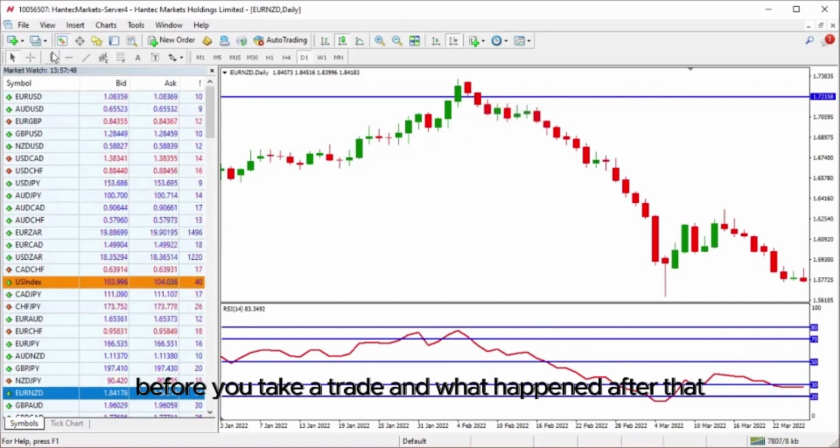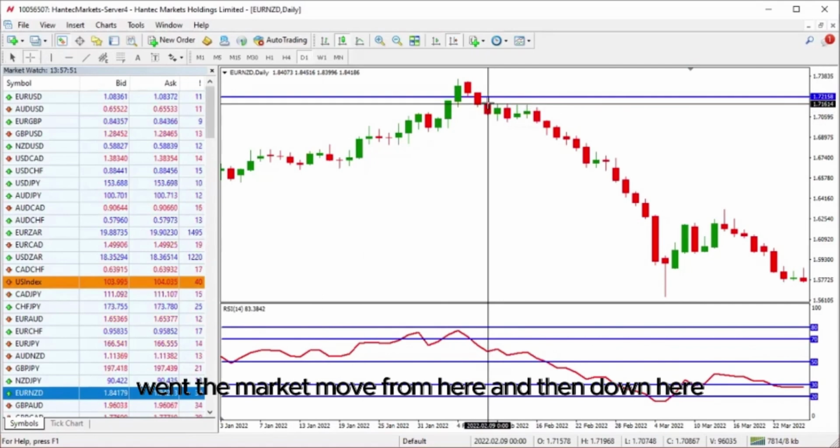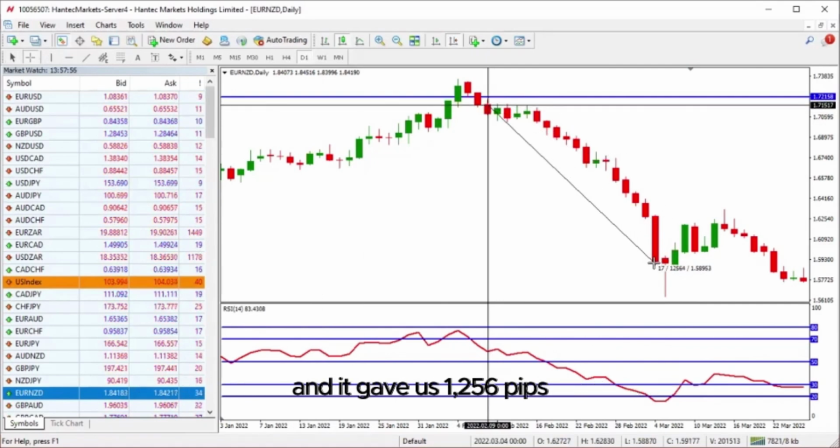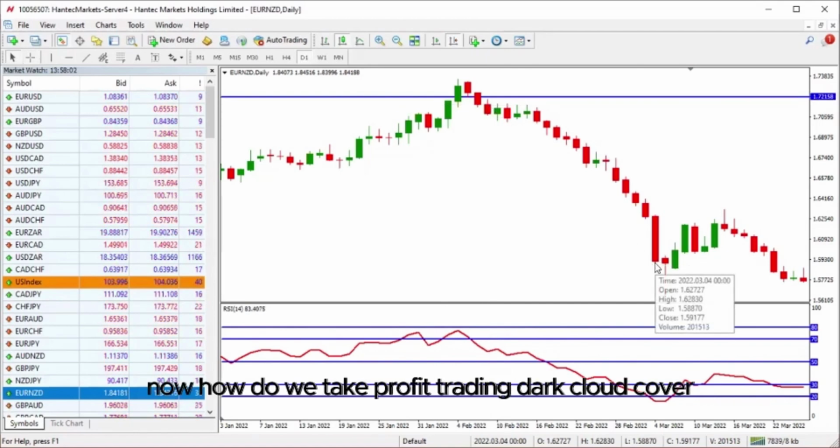And what happened after that? Let's measure how many pips the market went. The market moved from here and then down here, and it gave us 1,256 pips.